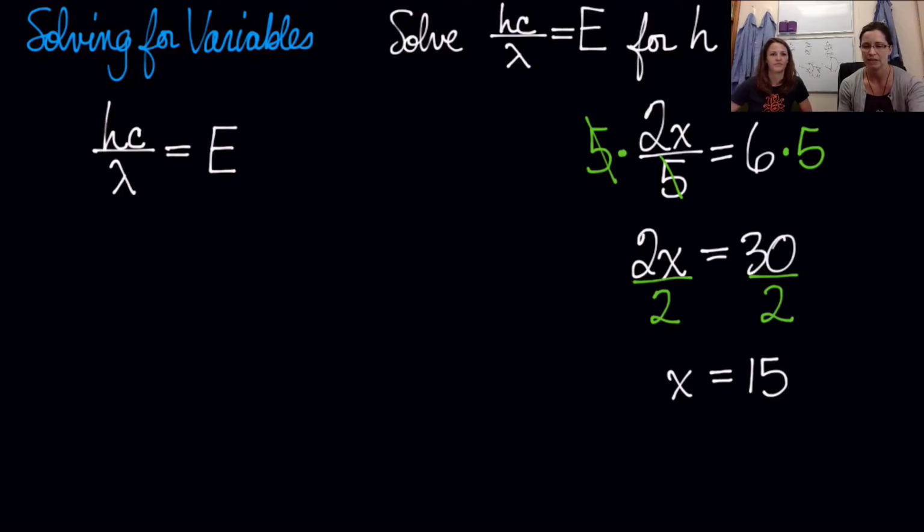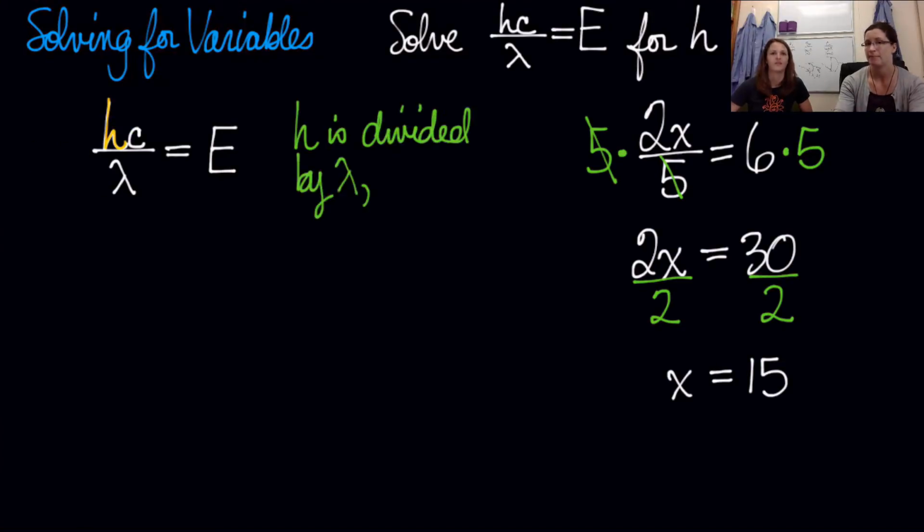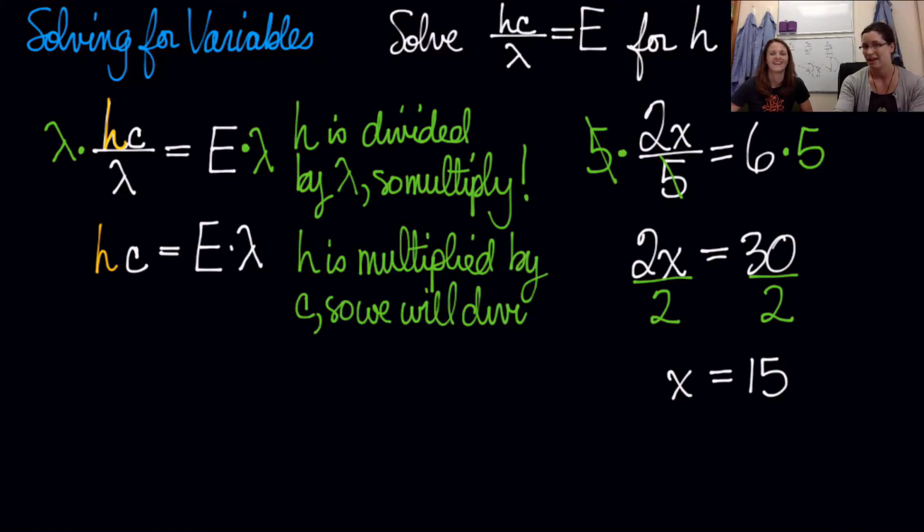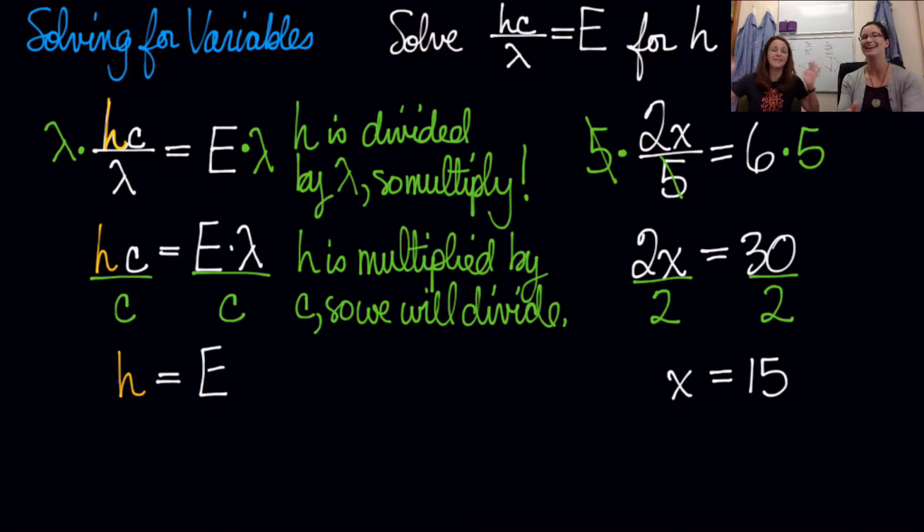Now looking at the left here, we're trying to get the h. The h is trapped by the lambda. It is divided by lambda, and that means we must multiply by lambda. That is how you see what the first step should be. Then the lambdas cancel, and you get h times c is E times lambda. The h is trapped by c now. h is multiplied by c, so we have to divide. Do the opposite. Always do the opposite. Boom, the problem is done.